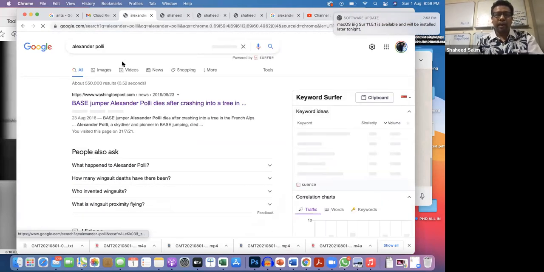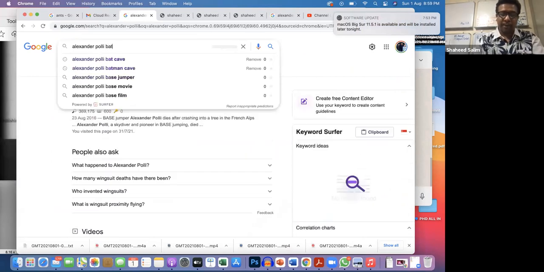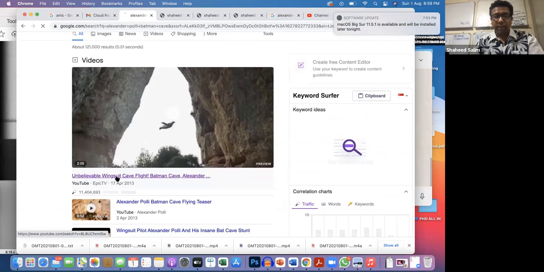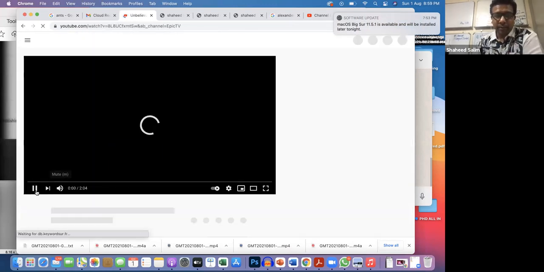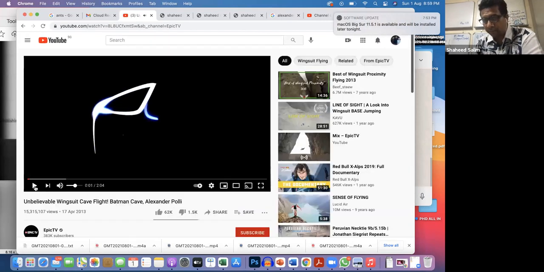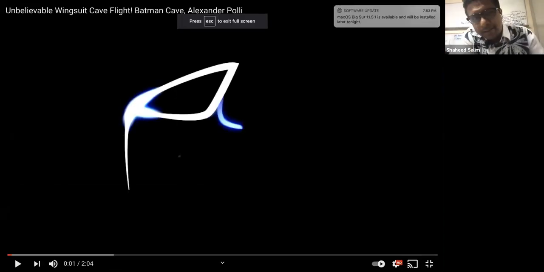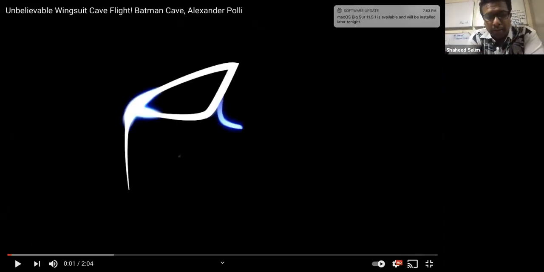Now we put the Batman cave. There's a Batman cave, no? So this one: Unbelievable wingsuit cave flight. Can you hear the sound? Okay. He's going to do something that is out of this world. What it shows is Allah has given the human being the capability to do things beyond wonders. We can build pyramids, so you can also do this.